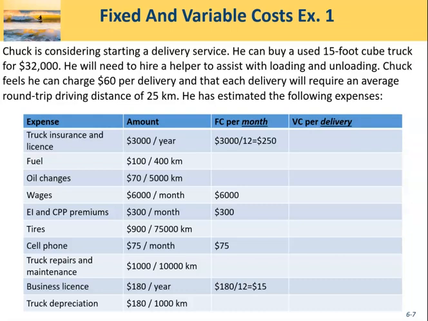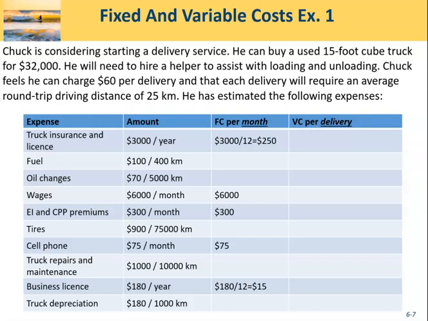So we have some fixed costs. The truck insurance and license is $3,000 per year. Whether we make any deliveries or not, if we're going to license our truck and insure our truck just in case we have deliveries, then we have to pay it. So that would be a fixed cost. And the way you'd come up with the fixed amount per month is by dividing the per year amount by 12.